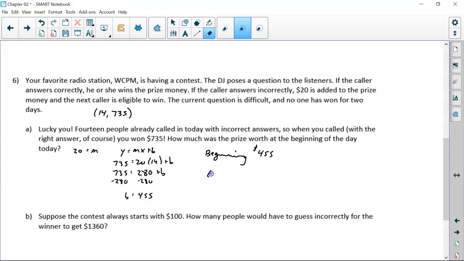So our model, we can actually model that. T of n equals 20n plus 455. I don't like that model. I'm going to take that back, pretend that didn't happen.